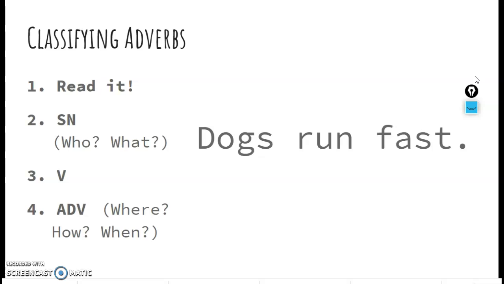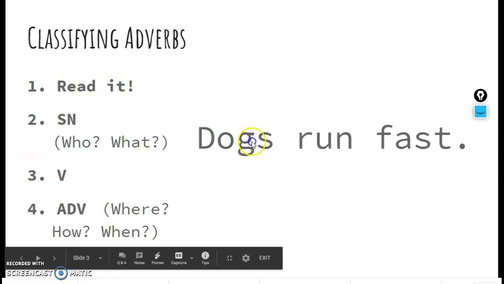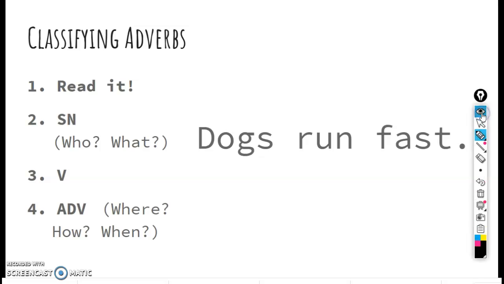So now I'm going to show you how to classify adverbs. I have our steps here on the side, and then I have our sentence that we are going to classify in the middle. So the first step is to read it. So you read the sentence. Here we go. Dogs run fast. That's my sentence.